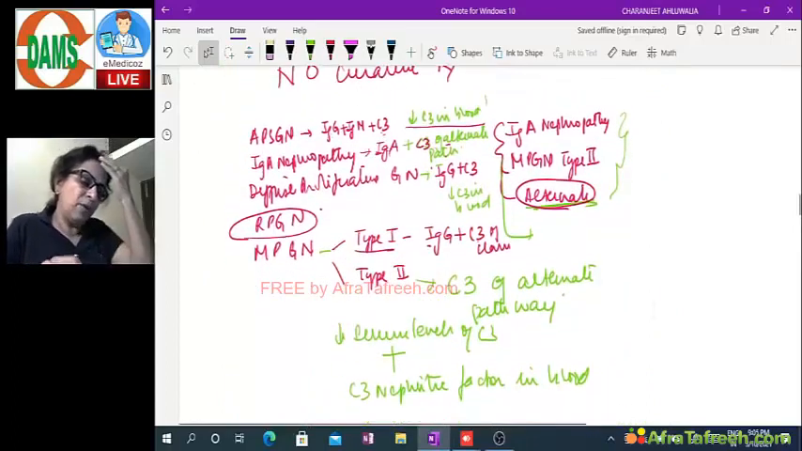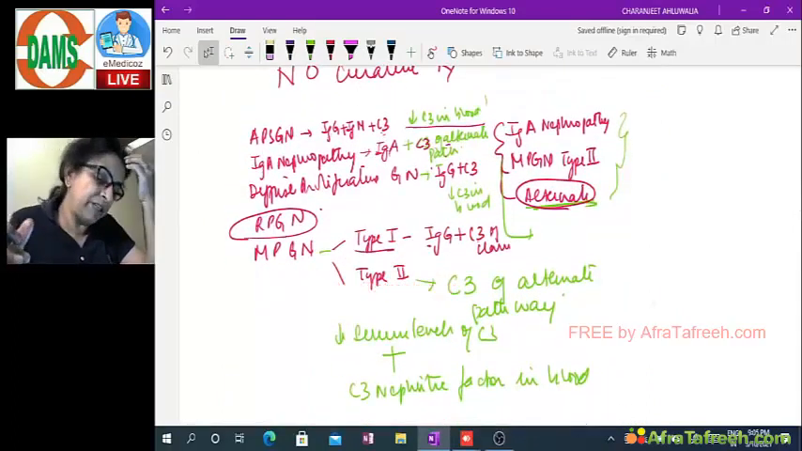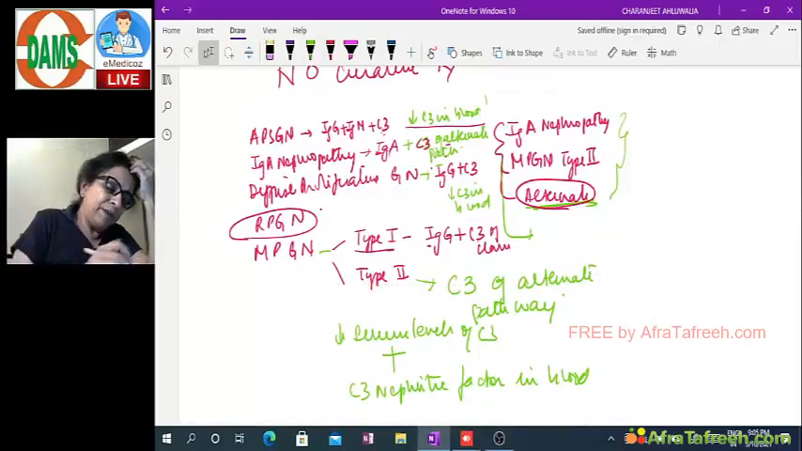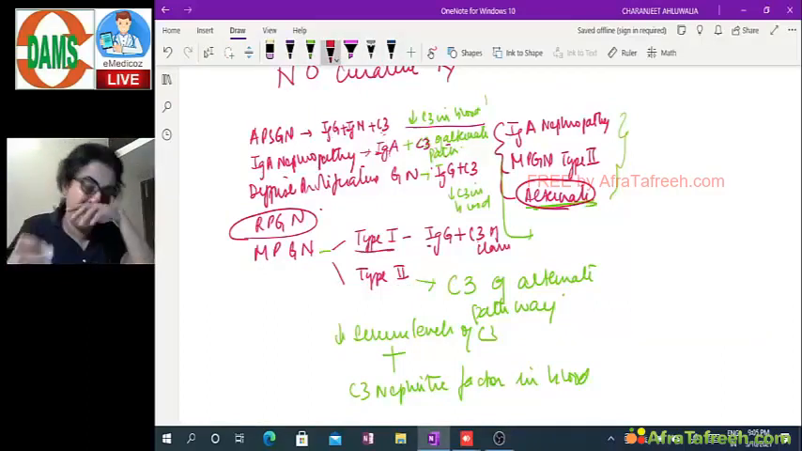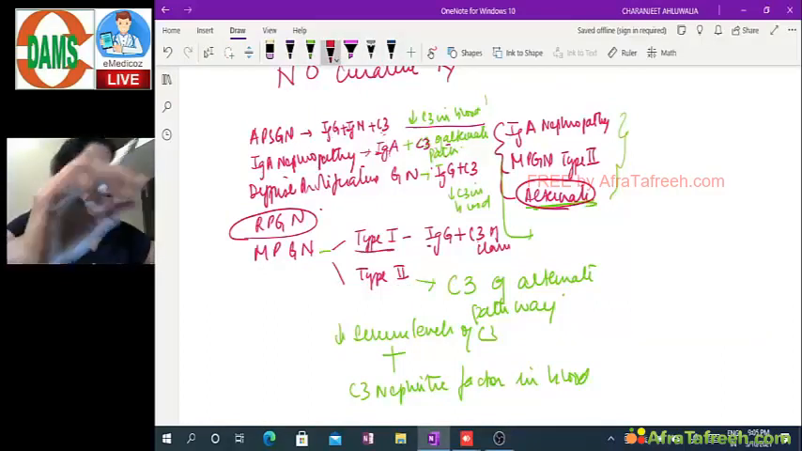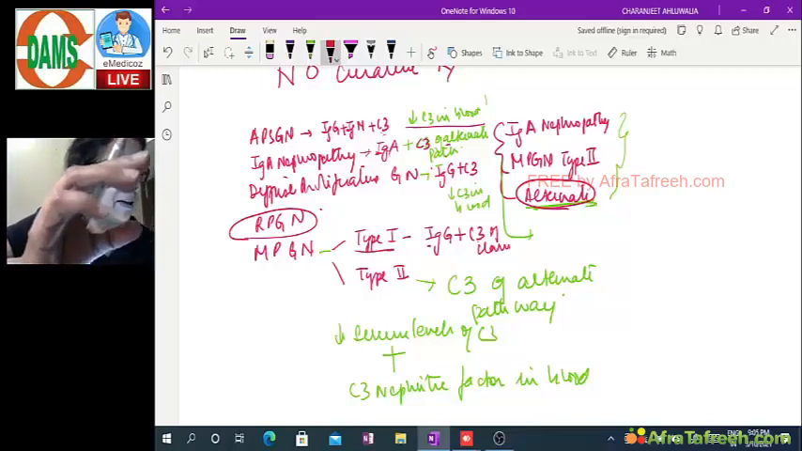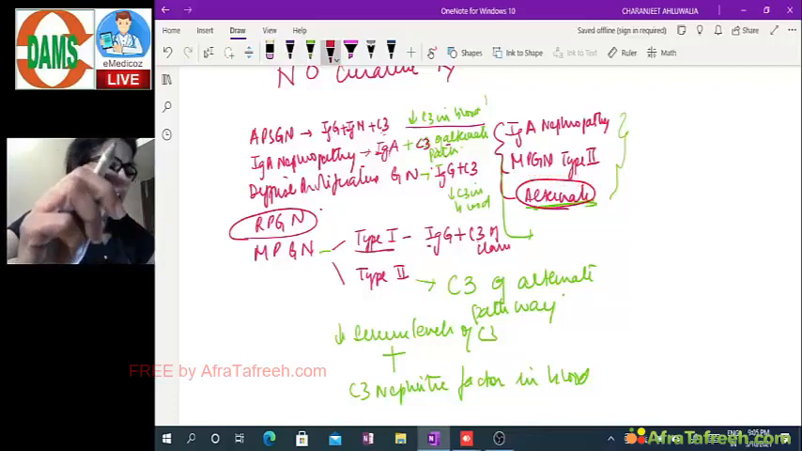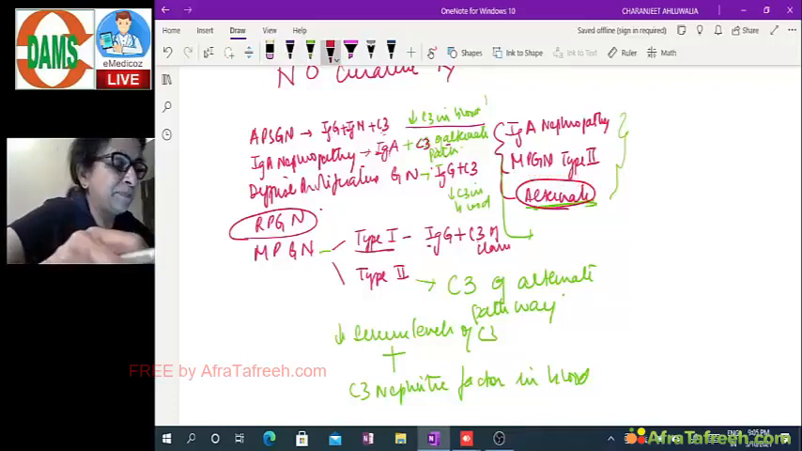Okay, now you would ask me about C3. Remember we read about acute post-streptococcal, IgA nephropathy, diffuse proliferative, RPGN and MPGN. In all these glomerulonephritis, immune complexes are there. Now what does an immune complex contain? It contains antibody, and it also contains complement component.